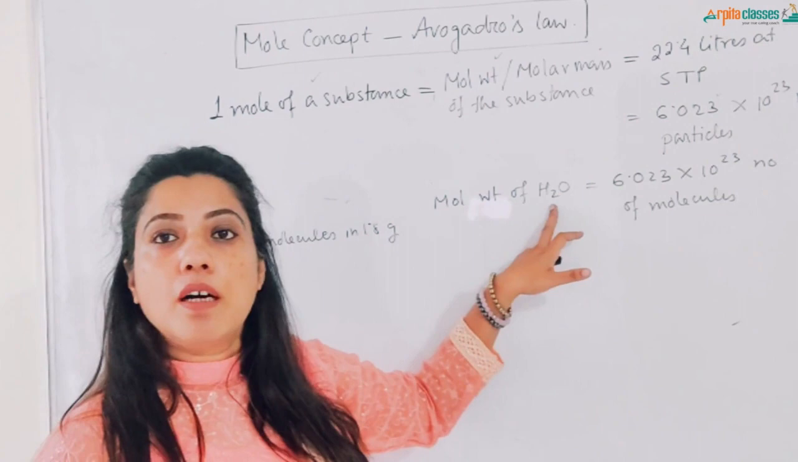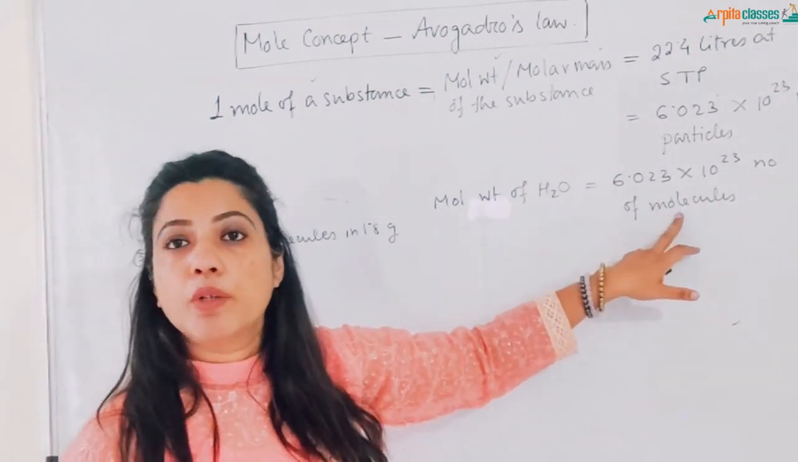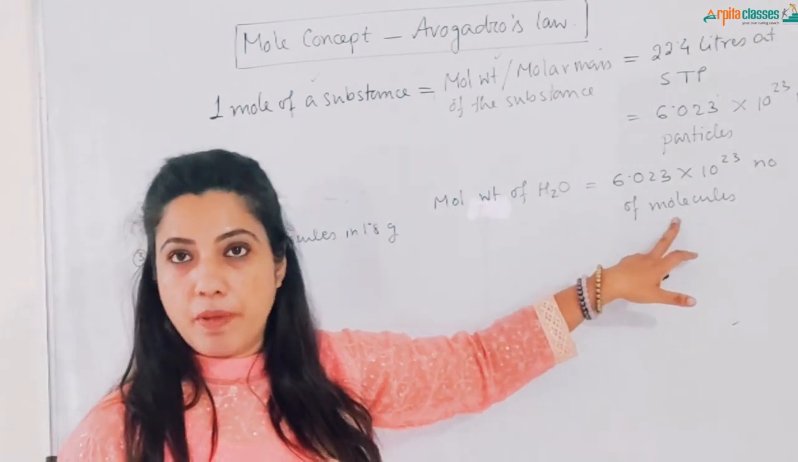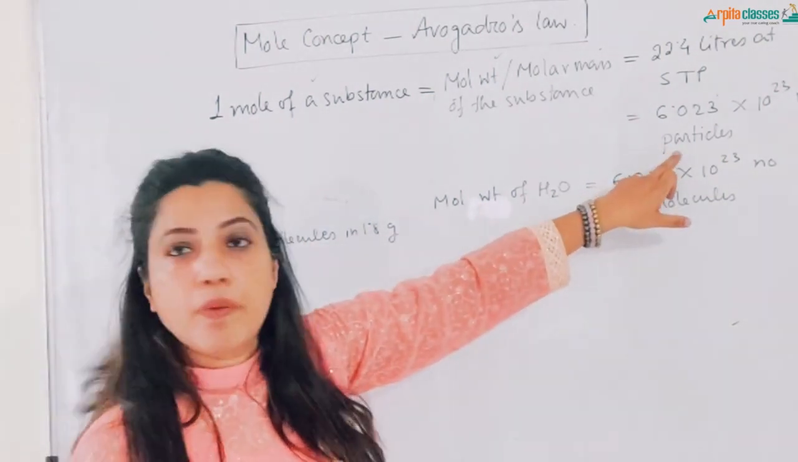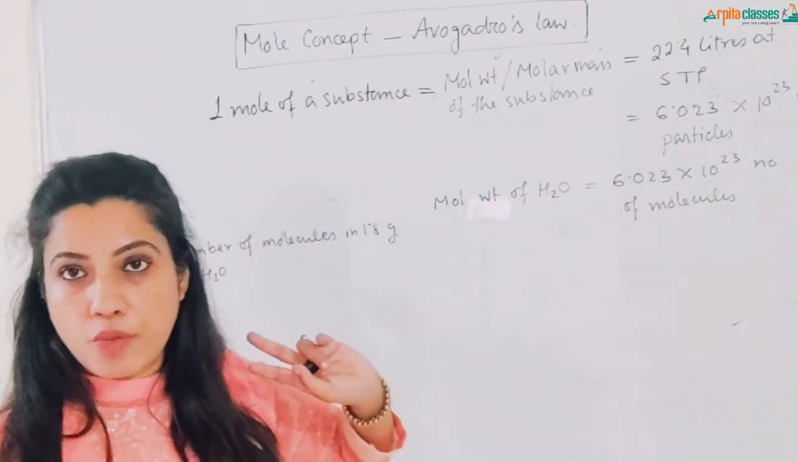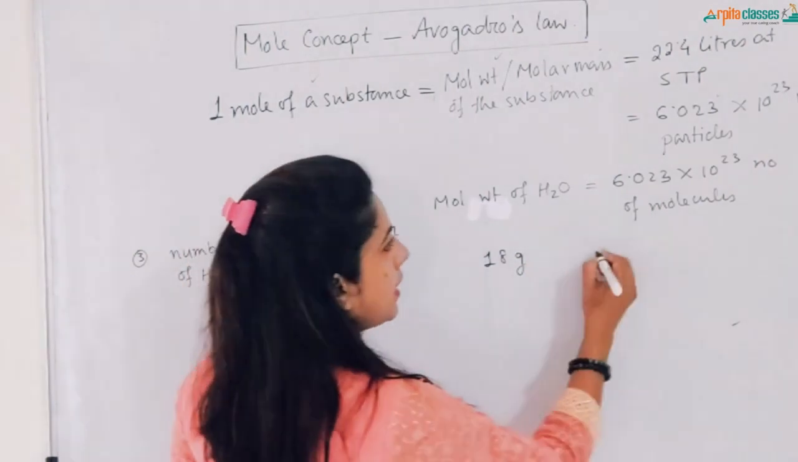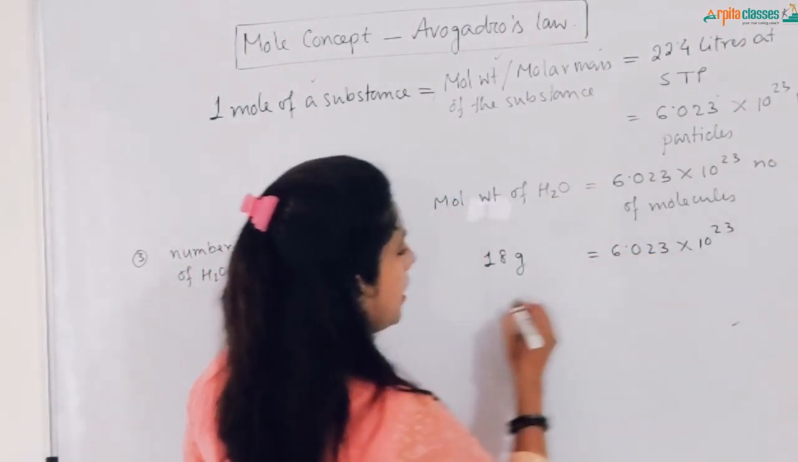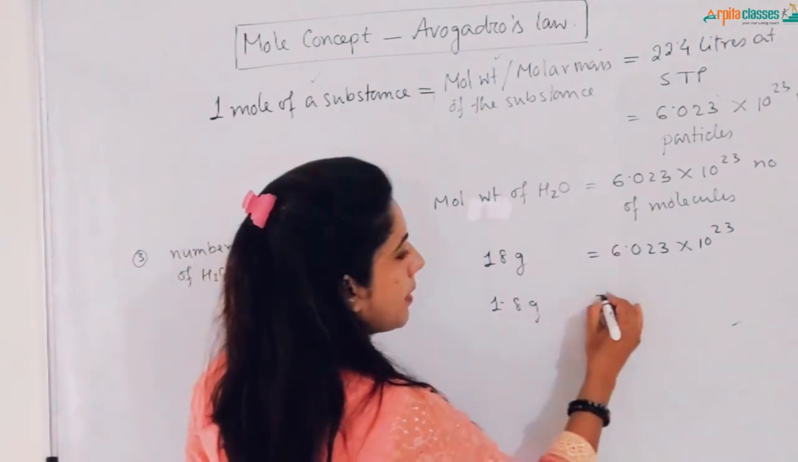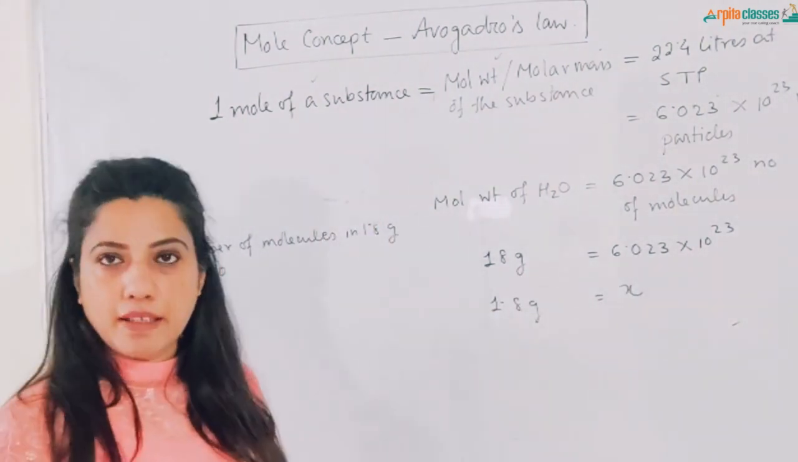If this was an element, in place of molecules we would have written atoms, because the smallest part of an element is an atom. So this word particles will change as per the substance. Okay, so the molecular weight of water is 18 gram. 18 gram is equal to 6.023 into 10 raised to power 23. So 1.8 gram is equal to how much? It is x. Cross multiply, get the answer.